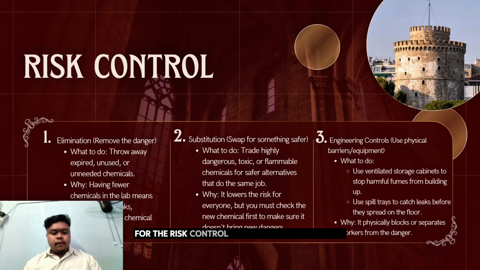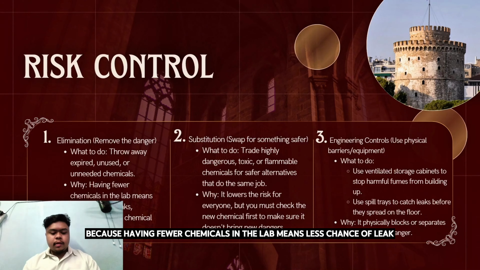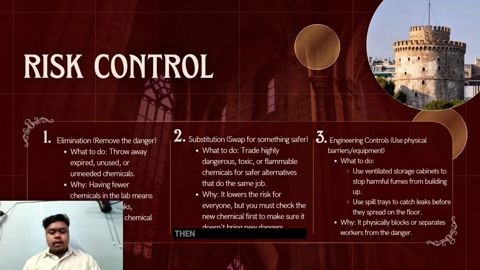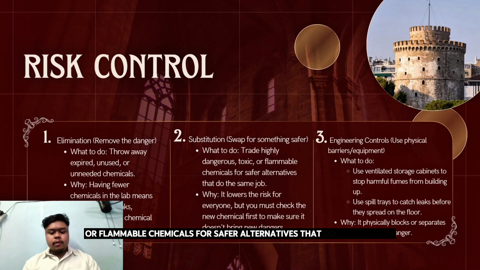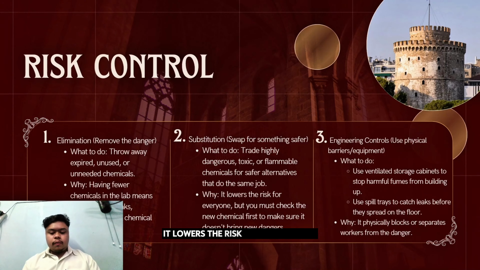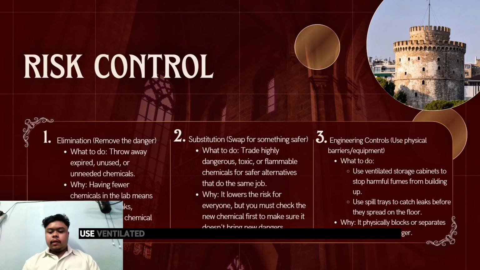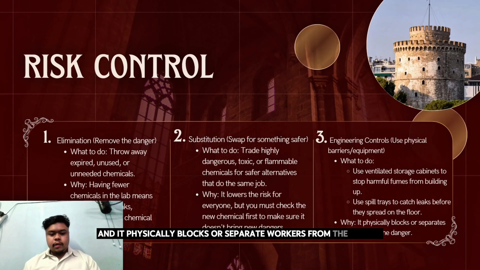For the risk control, first, throw away expired, unused, or unneeded chemicals, because having fewer chemicals in the lab means less chance of leak, accident, or bad chemical reaction. Then, replace highly dangerous, toxic, or flammable chemicals with safer alternatives that do the same job. It lowers the risk for everyone, but you must check the new chemical first to make sure it doesn't bring new dangers. Then, use ventilated storage cabinets to stop harmful fumes from building up. Use filters to catch leaks before they spread on the floor. It physically blocks or separates workers from the danger.